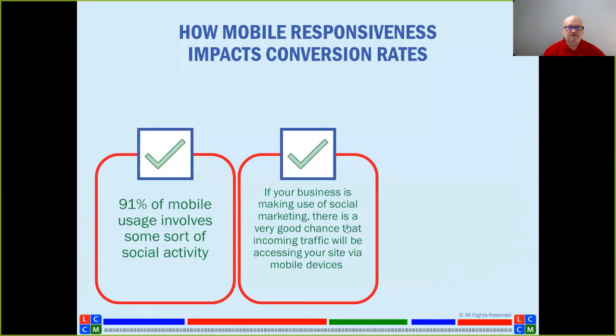If your business is using social marketing of any kind, there's a good chance that your incoming traffic will be accessing your site via the mobile devices. As I said, with childcare especially, what we've noticed is it used to be about 60% desktop, 40% mobile. And that was just like last summer. And then since then, just 1 year later, we're now seeing 40% desktop, 60+% coming from mobile device.